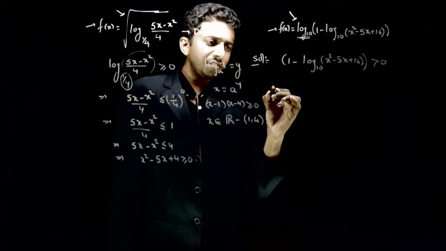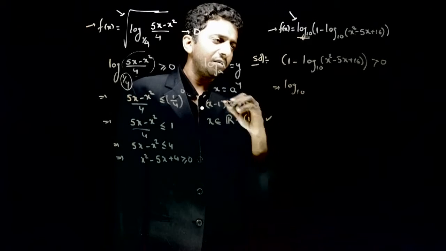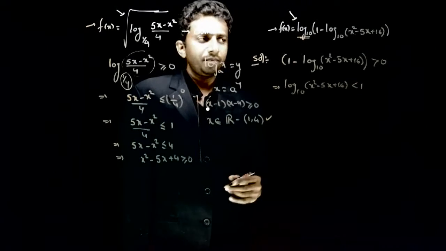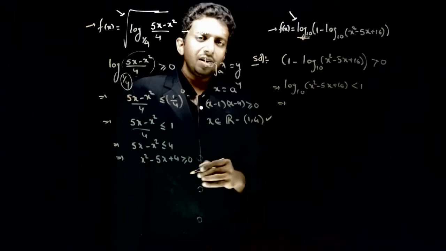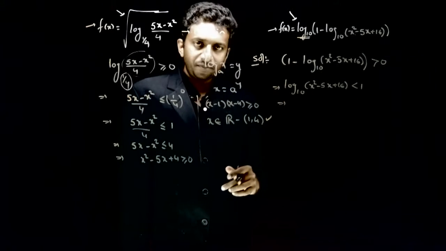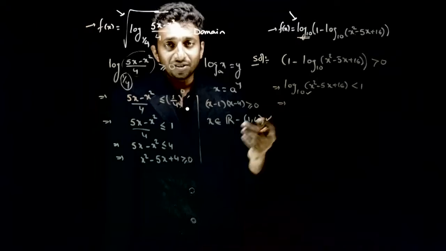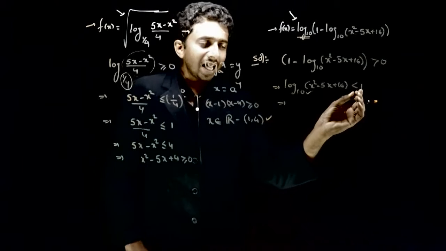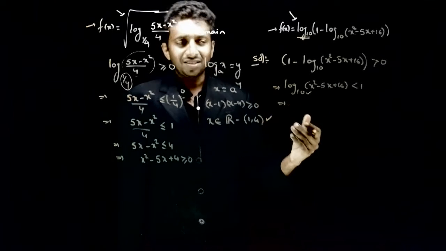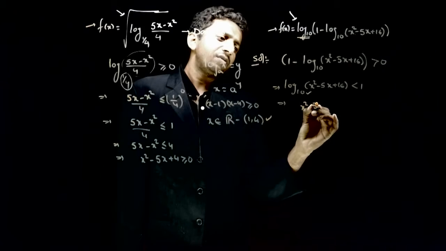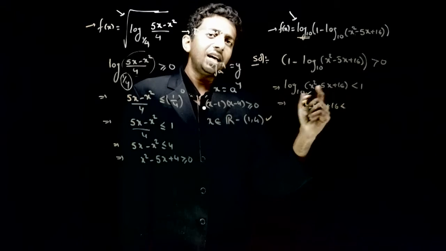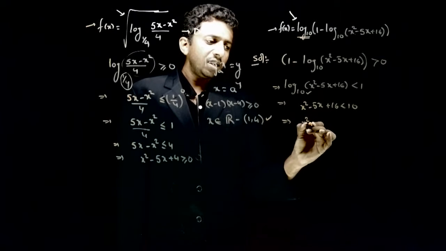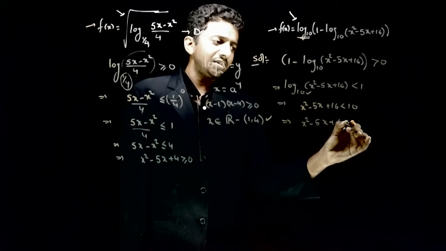So आप basic analysis start कर लीजिए. ये log को उस तरफ भेज दीजिए. This implies log to the base 10 of x square minus 5x plus 16 is less than 1. ठीक है? So this implies now this is a basic logarithmic inequality. अब log to the base 10 है. 10 is greater than 1. So log is an increasing function. So when we remove log, the sign of inequality does not change. So जैसा है वैसा ही रहेगा. So x square minus 5x plus 16 is less than 10 power 1 is 10. So this implies x square minus 5x plus 6 is less than 0.